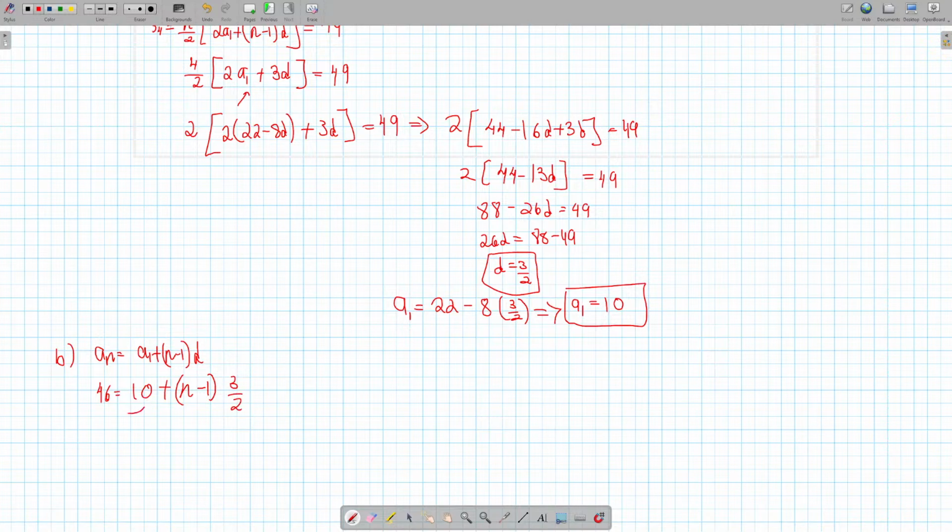How do we solve this? You can subtract 10 on both sides. Again, 36 is equal to 3 over 2 times (n minus 1). We can divide by 3 over 2 on both sides. 36 times 2 is 72, and 72 divided by 3 is 24. So you're going to divide by 3 over 2 on both sides and get 24 is equal to n minus 1. So you're going to get n is equal to 25. Just like that, we solved part A and part B.